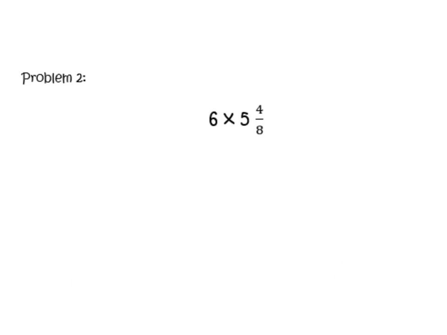Look at problem 2. Multiply the whole numbers and then multiply the whole number by the fraction. Pause the video while you work and replay when you are ready. 6 times 5 is 30. 6 times 4/8 is 24/8. Now, change the improper fraction into a mixed number by dividing. Then add the whole numbers but keep the fraction. Pause the video and replay when you are ready.